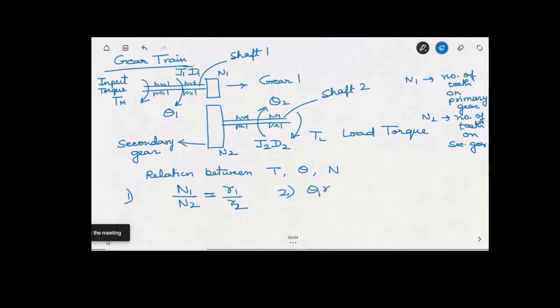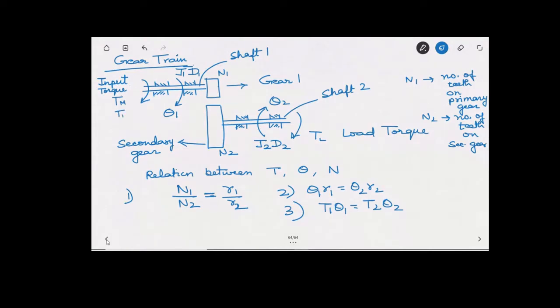So theta 1 R1 is equal to theta 2 R2. The linear distance traveled along the surface of each gear is the same. And third, work done by one gear is equal to that of the other. Work done by the primary gear is equal to the work done by the secondary gear. Both are the same, so T1 theta 1 is equal to T2 theta 2.